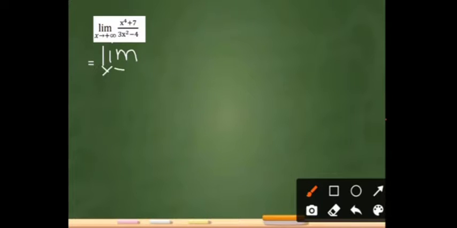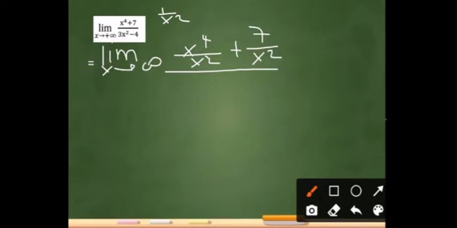as x approaches infinity of x^4. We will divide the whole expression by x squared. So x^4 over x squared, plus 7 over x squared, over 3x squared over x squared, minus 4 over x squared.